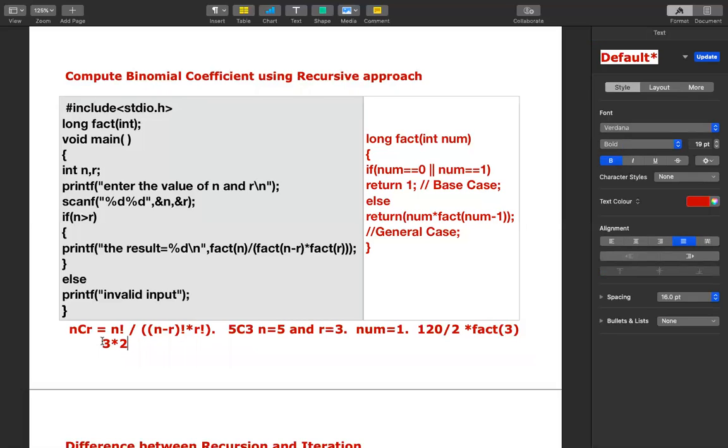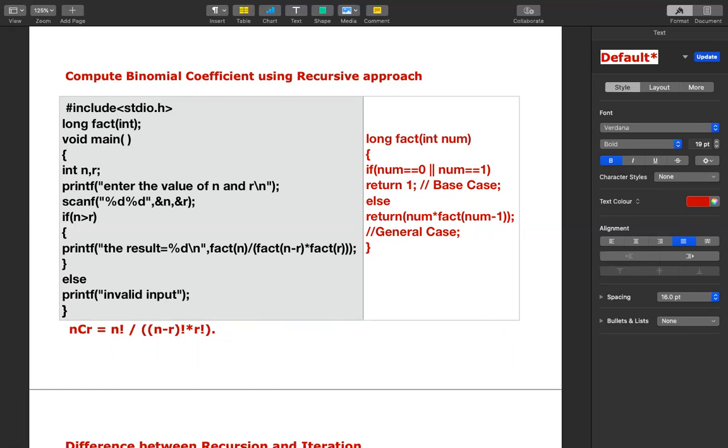Now you can see this will be replaced by fact of 2. So what is 3 into 2? That is 6. 6 will be returned to the previously called function, which was fact of 3 in the denominator. So in place of fact of 3, it will write 3 into 2, which is nothing but 6. So it will be replaced here. So this expression is 120 divided by 2 into 6. What is 2 into 6? It's 12. 120 divided by 12 is equal to 10. So what is the answer of 5C3? 5C3 is 10.